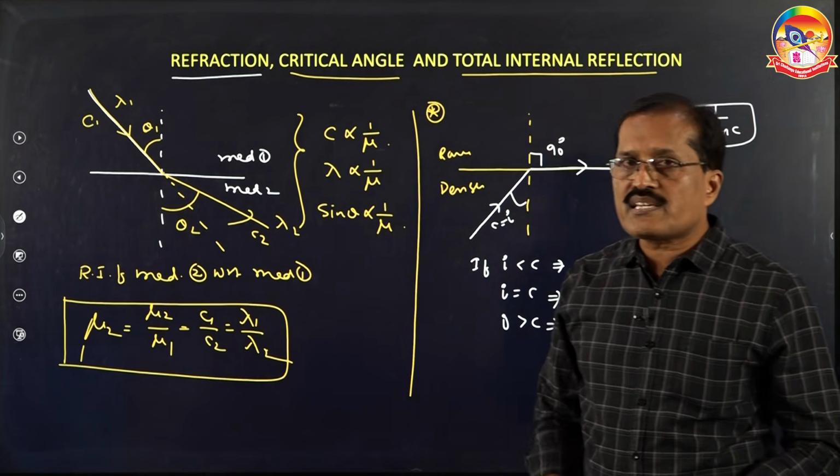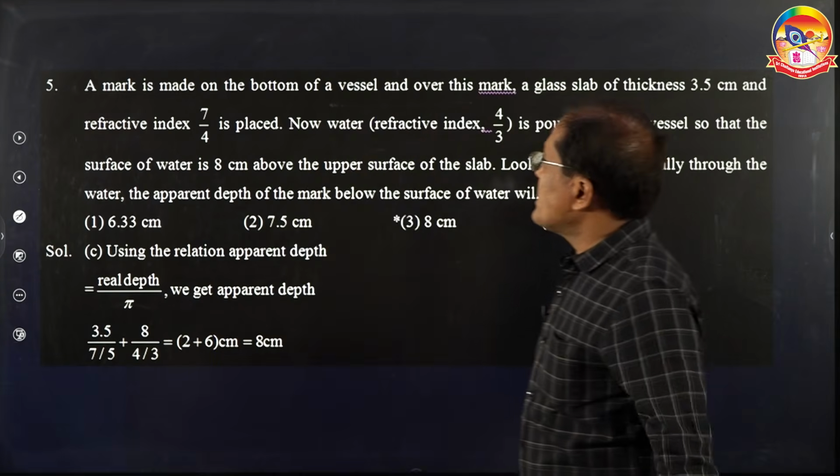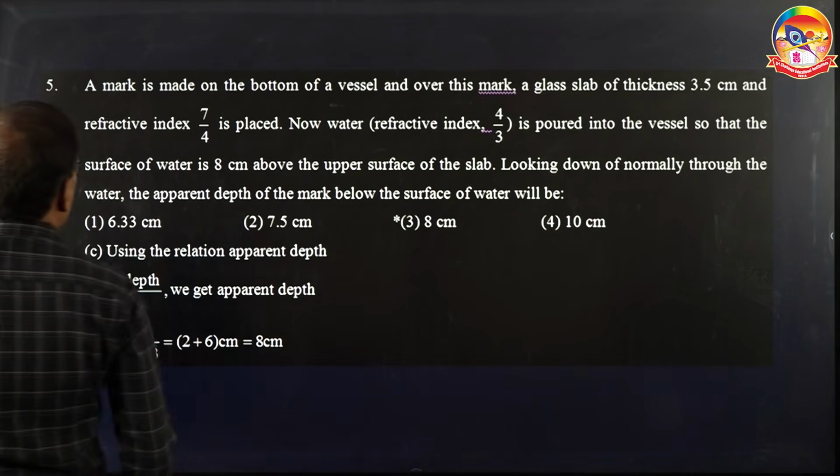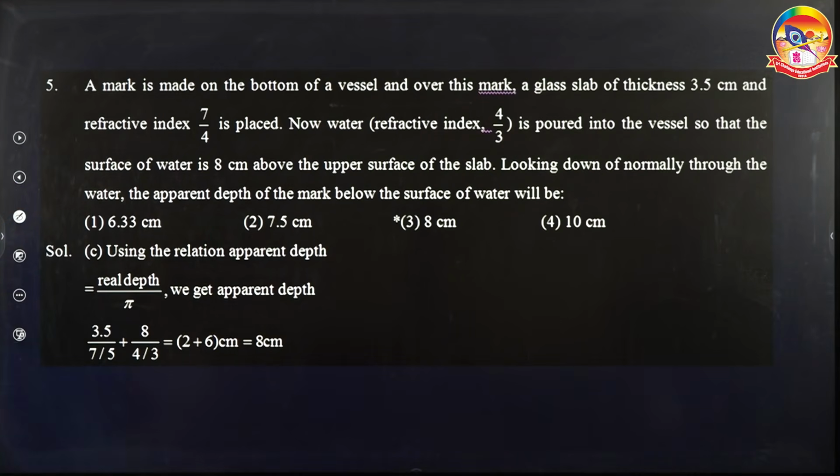We have certain applications, which we will see later. Now, coming to the other formulae, see children: a mark is made at the bottom of the vessel, and over this mark a glass slab of thickness 3.5 centimeter and refractive index 7/4 is placed. Now water is poured into the vessel so that the water surface is 8 centimeter above the upper surface of the slab. Looking down normally through water, find the apparent depth of the mark below the surface of the water.